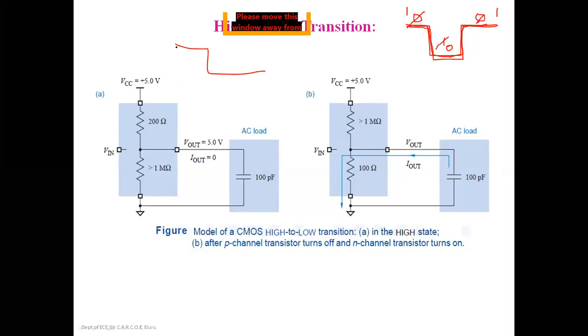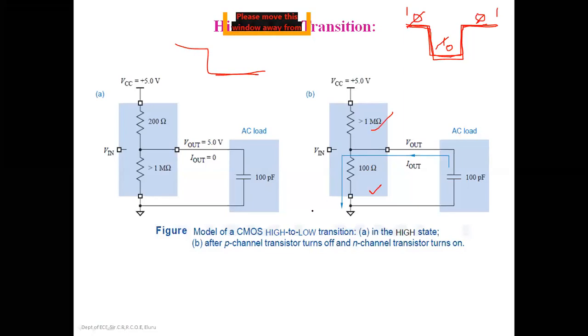So when the output is at high, what about the transistor states here? At the high state, the PMOS transistor is on and the NMOS transistor is off. That's why you can observe the resistance values here. At the high state, the PMOS transistor resistance is 200 ohms and the NMOS transistor is 1 megaohm. But when it changes from high to low, at the low state, the PMOS transistor is off and the NMOS transistor is on.